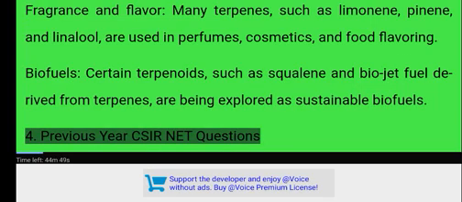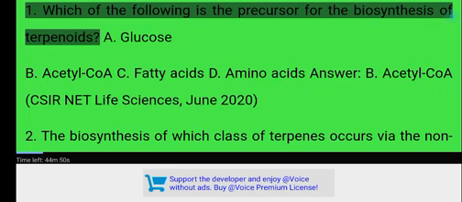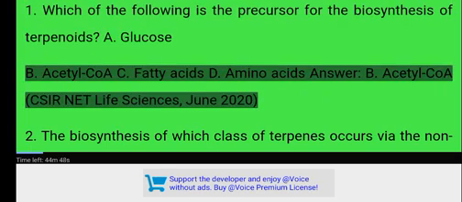4. Previous year CSIR NET questions. Which of the following is a precursor for the biosynthesis of terpenoids? A. Glucose. B. Acetyl-CoA. C. Fatty acids. D. Amino acids. Answer: B, Acetyl-CoA. CSIR NET Life Sciences, June 2020.